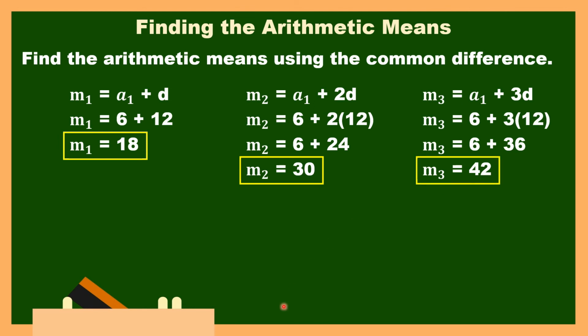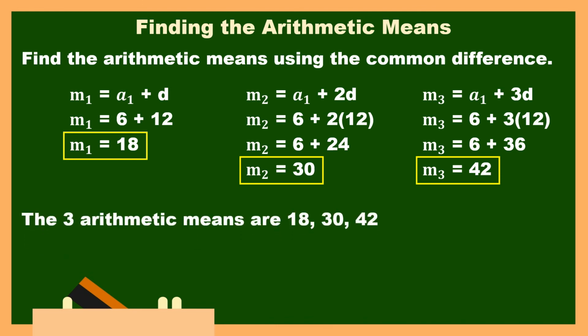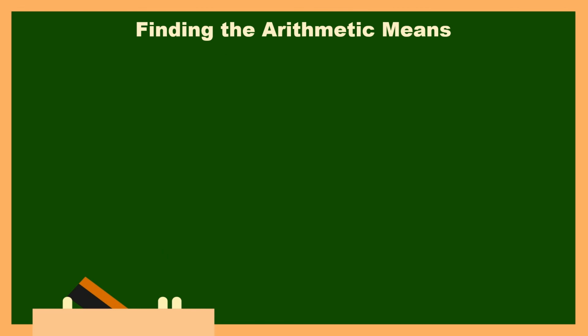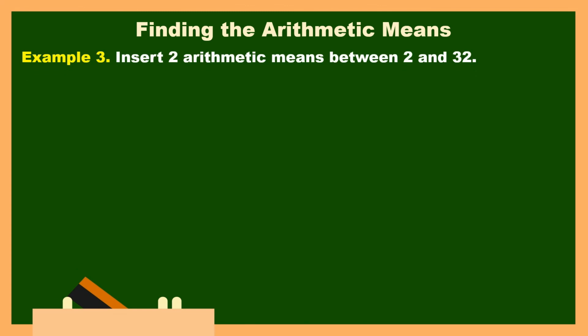So, therefore, the three arithmetic means are 18, 30, and 42. At kapag in-insert na natin siya doon sa ating given arithmetic means, we will now have 6, 18, 30, 42, and 54. Another example, insert two arithmetic means between 2 and 32.